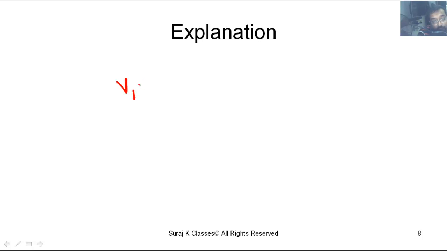Now see, the basic formula for the transformer is V1 I1 equals V2 I2. Okay, this is the basic formula of the transformer, that is V1 I1 equals V2 I2.